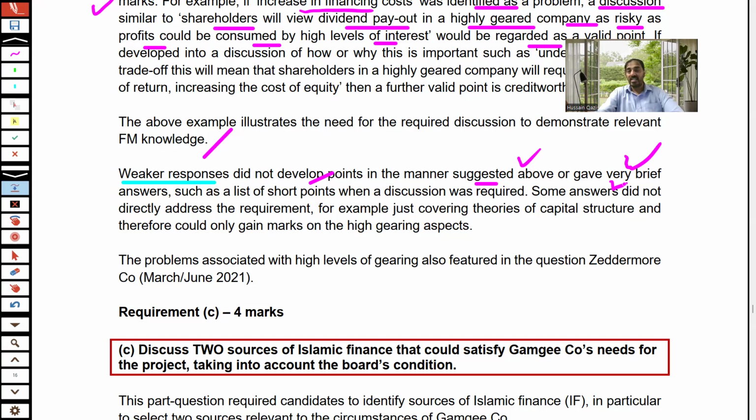Portray your idea. Some answers did not directly address the requirement. Some were irrelevant, for example just coverage of the theory of capital structure, and therefore could only gain marks for the high gearing aspects. Be relevant. Your answer must be relevant according to the context, and if you identify the answer, you have to make a structured answer. That's a point.